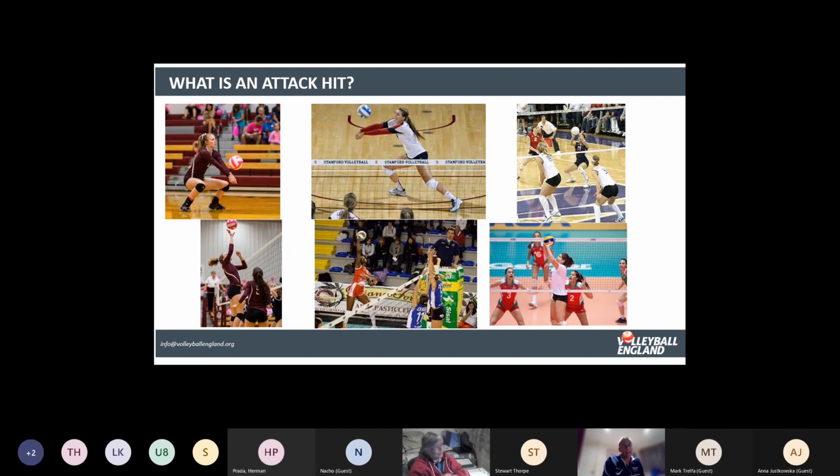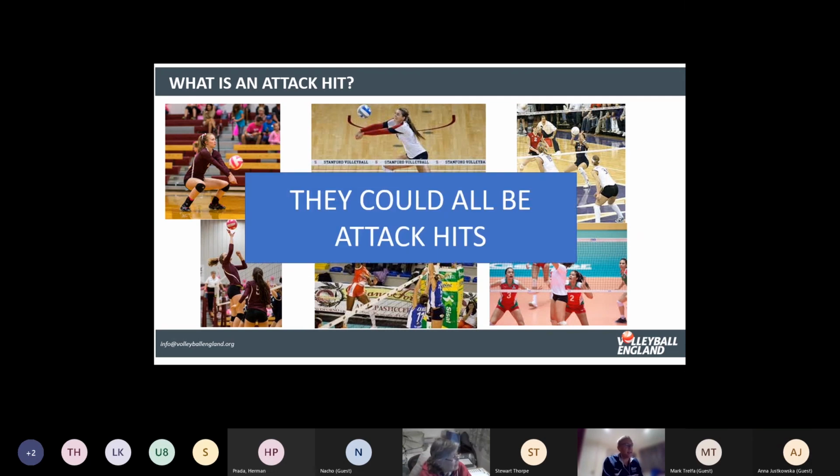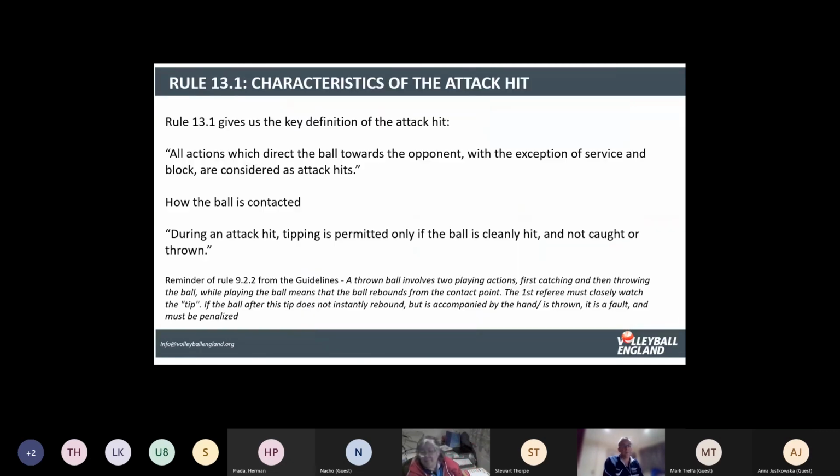So which of those is an attack hit? Well, the simple answer is they all could be attack hits. Okay, so when we're thinking about what is an attack hit, we're not talking about specifically a ball which is spiked or tipped. So let's get straight into the characteristics, and this gives us the key definition that we should all know. The characteristics of the attack hit are all actions which direct the ball towards the opponent, with the exception of service and block, are considered as attack hits.